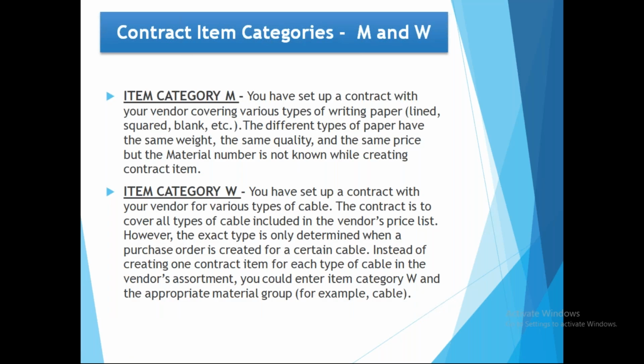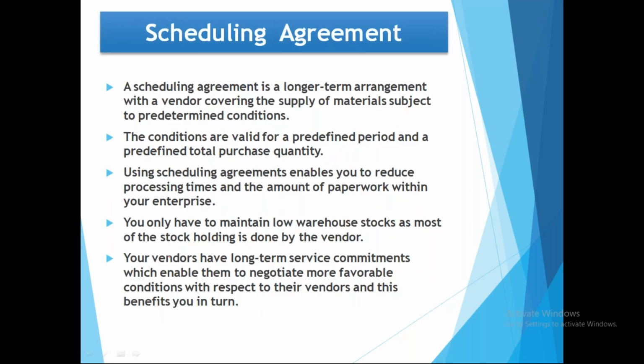Okay, so now the next one is scheduling agreement. We have covered contracts. Now the last one is scheduling agreement, source of supply. So what is this scheduling agreement? A scheduling agreement is a long-term arrangement with a vendor covering the supply of materials subject to predetermined conditions. Here you will have an arrangement with the vendor, and at the same time you will give on which date which quantity he has to supply. The conditions are valid for a predefined period and a predefined total purchase quantity.